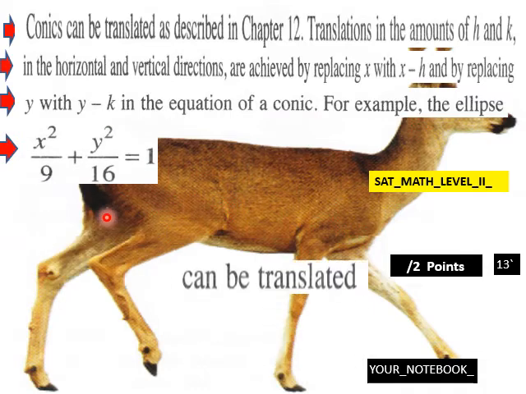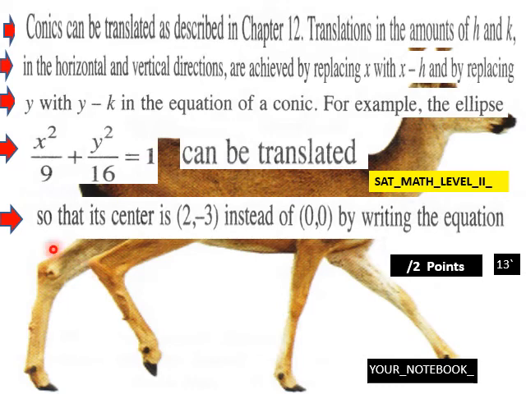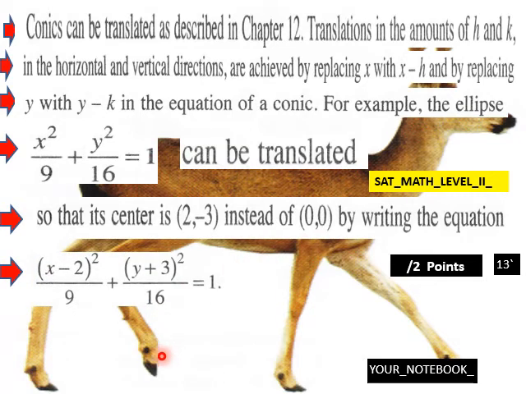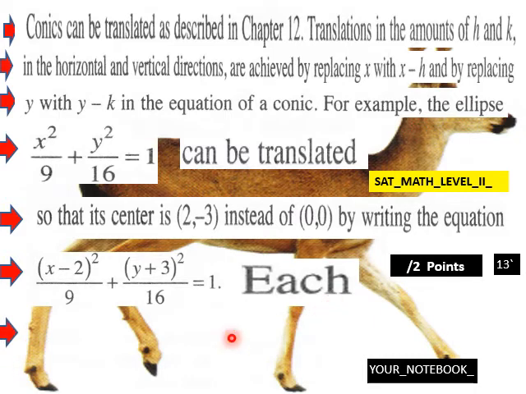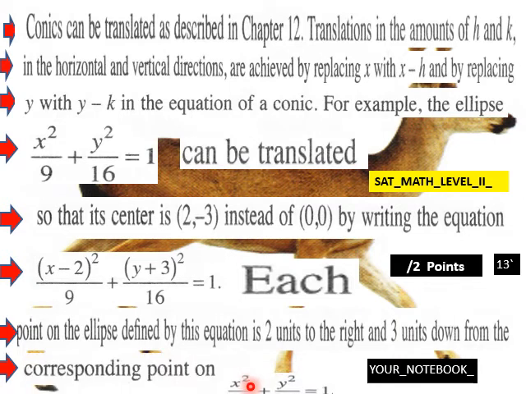For example, the ellipse x squared over 9 plus y squared over 16 equals 1 can be translated so that its center is (2, negative 3) instead of (0, 0), by writing the equation (x minus 2) squared over 9 plus (y plus 3) squared over 16 equals 1. Each point on the ellipse defined by this equation is 2 units to the right and 3 units down from the corresponding point on x squared over 9 plus y squared over 16 equals 1. So this is how you get a shift here.